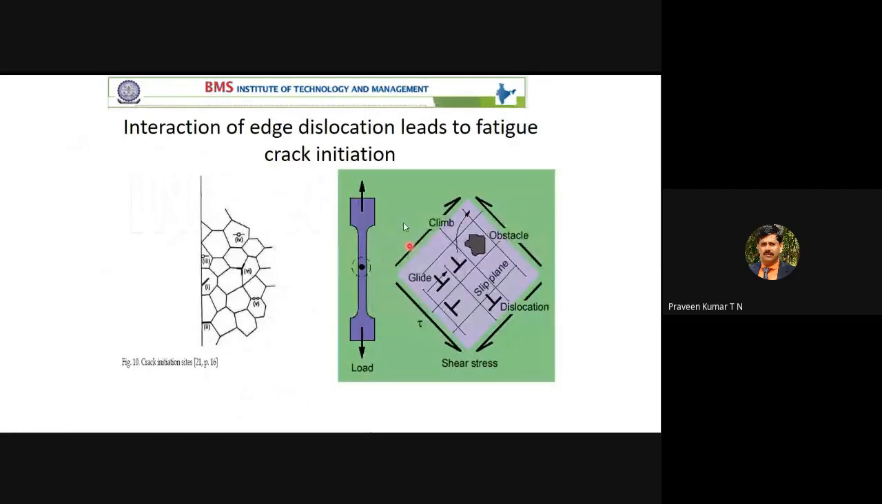Whenever you are conducting a tensile test, these are the grains in the specimen. Only this portion is enlarged. The grain will be elongated when it is pulled, and when it is pushed, it will be compressed. So finally, the macroscopic failure in the material, which you are studying in your mechanics of materials, is mainly because of a change in the size of the grain or a change in the shape of the grain.